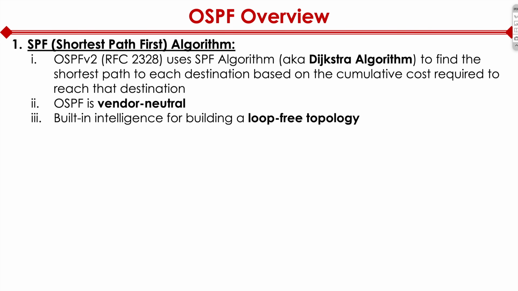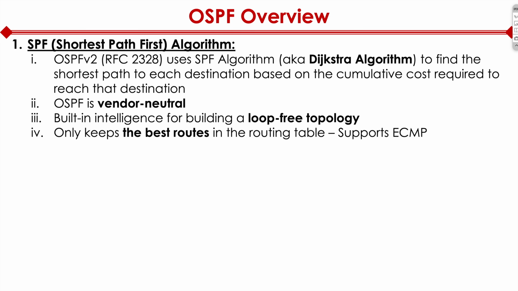OSPF has a built-in intelligence for building a loop-free topology. OSPF pretty much guarantees a loop-free topology. What OSPF does is it only keeps the best routes in the routing table. If there is more than one path in the routing table to get to the destination, OSPF supports ECMP, or equal cost multipath, and that allows OSPF to actually have redundant paths being installed in the routing table.